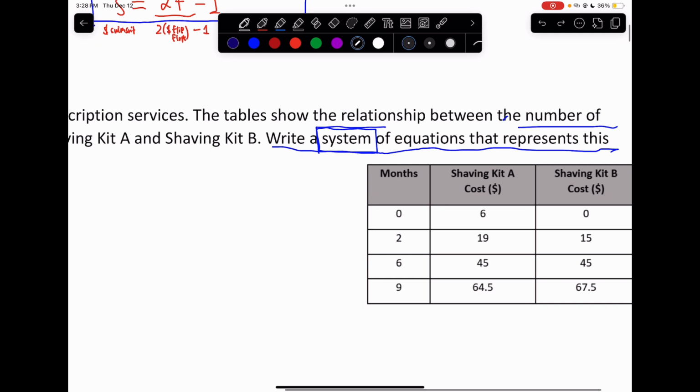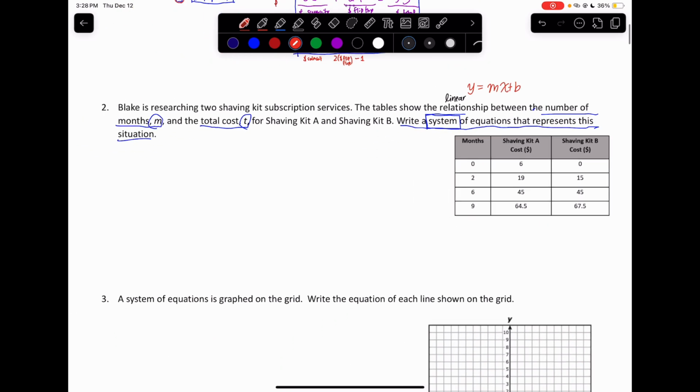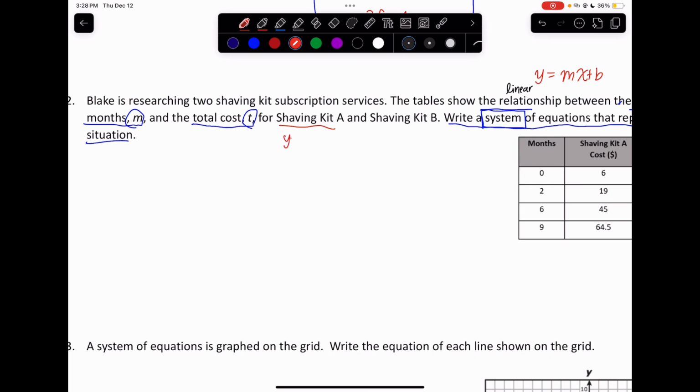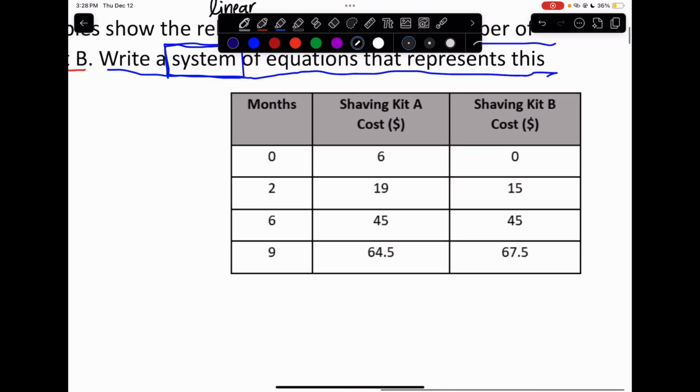So, I mean, the person who wrote this question probably should have said the words linear relationship, which makes me think of y equals mx plus b. So I'm looking for a y equals mx plus b for shaving kit A, and then I'm looking for another y equals mx plus b for shaving kit B. Okay, so this table over here is kind of like having 2 tables in one. So this is going to be my months, which is M. I'll think of it as my X because it's my input. Then I have 2 different outputs. I've got the first Y and then I've got my second Y.